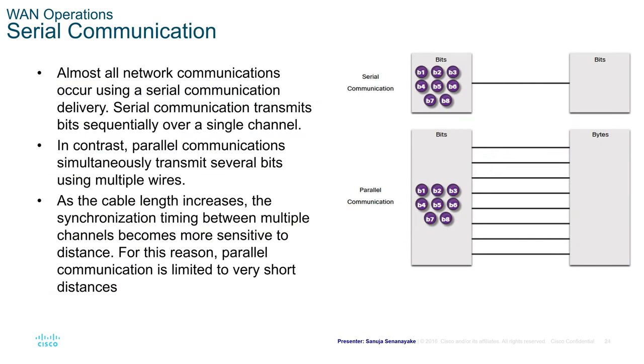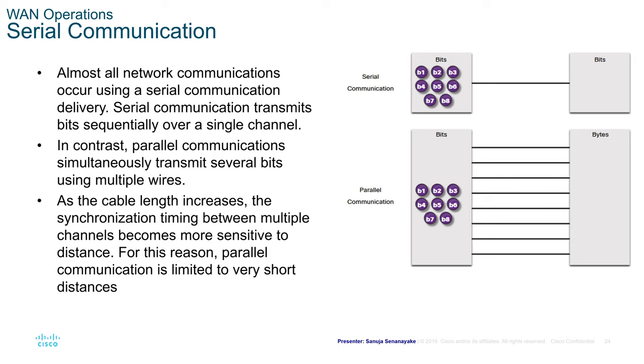Serial communication. Almost all network communications occur using a serial communication delivery. Serial communication transmits bits sequentially over a single channel. So remember that serial communication transmits bits sequentially over a single channel. That's what makes it a serial communication. In contrast, parallel communication simultaneously transmits several bits using multiple wires.